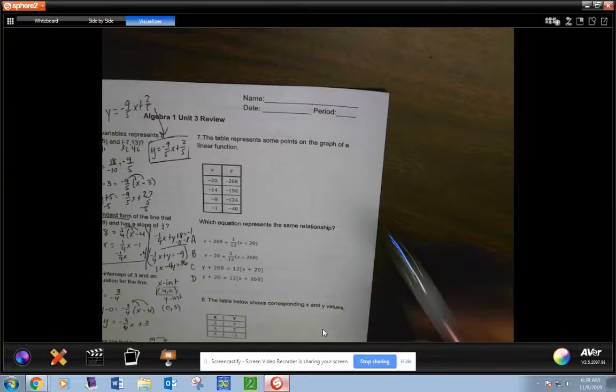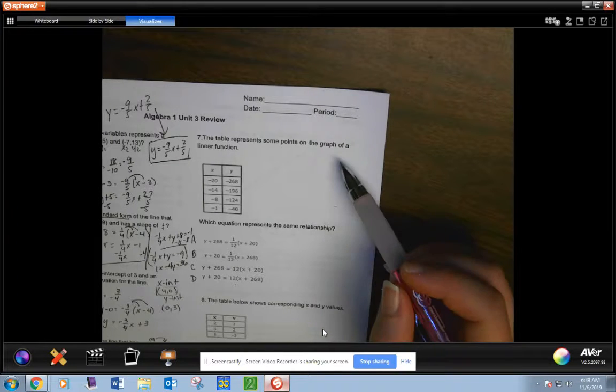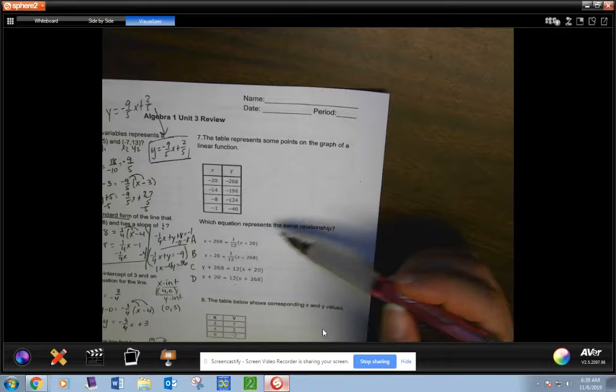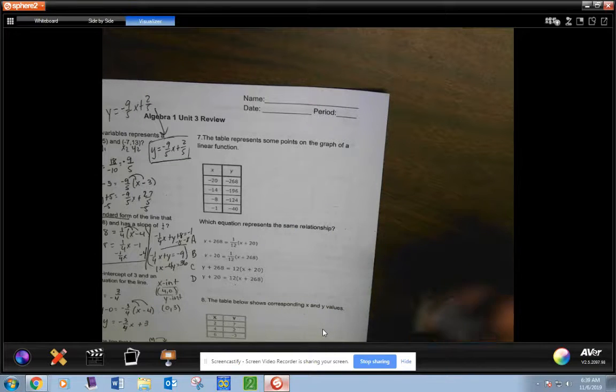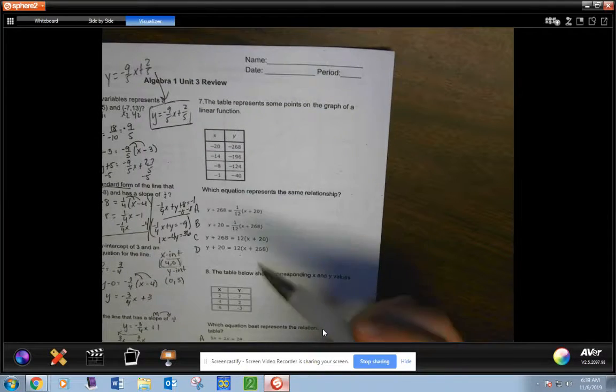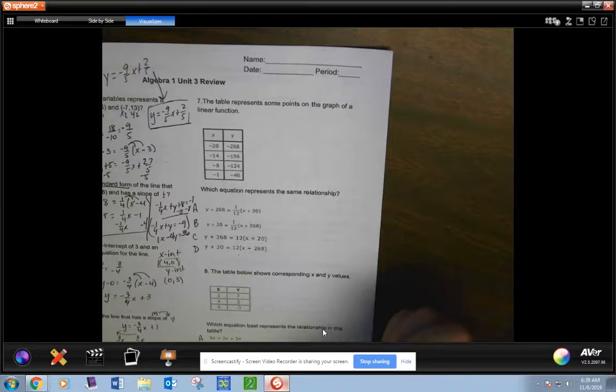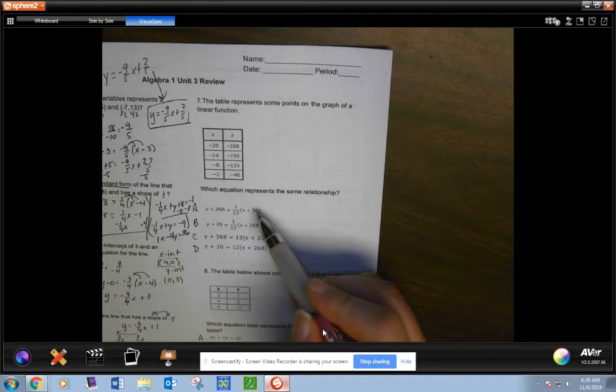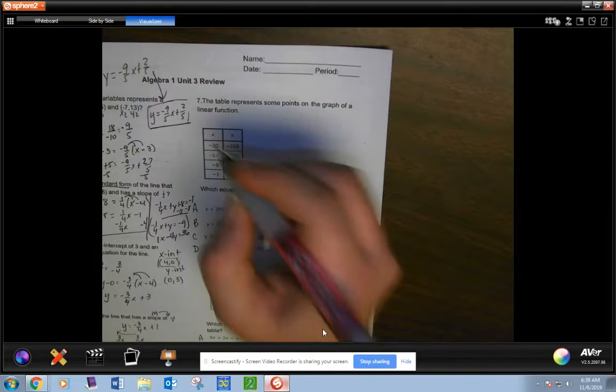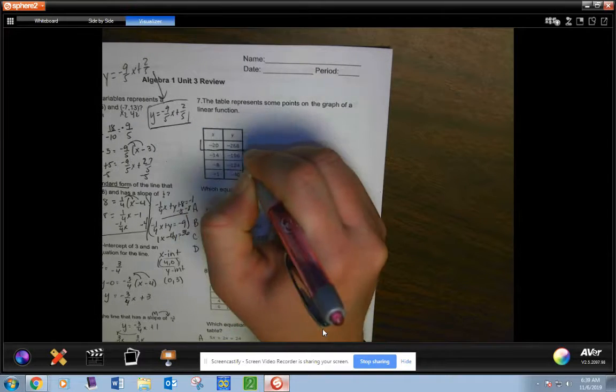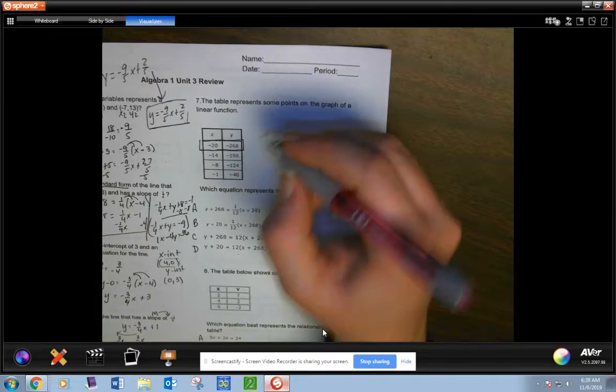Okay, for number 7, the table represents some points on the graph of a linear function. Which equation represents the same relationship? Okay, now if you look at your 4 answer choices, they're in the point slope form. So if you look, you notice that they use 268 and 20 in every problem. So I want you to just pull out this point and write it in point slope.